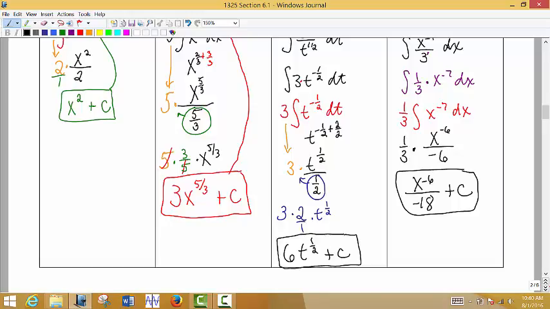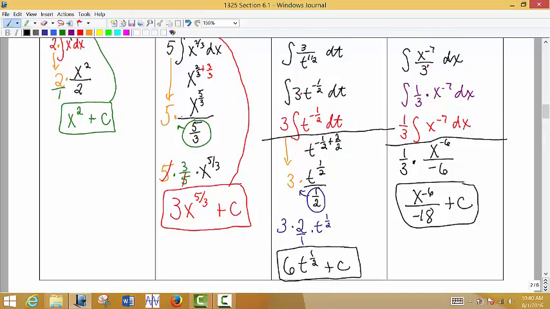So you want to keep that in mind. Once you integrate, we do not have that integration symbol anymore. Okay, so right here is where I integrated. I added the power divided by the new power. Notice that this elongated s is not in my answer. Okay, same thing here. Once you add 1 to the power, you should have no more integration symbol in your answer.